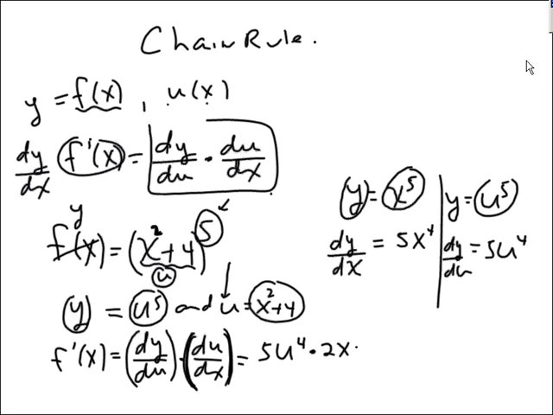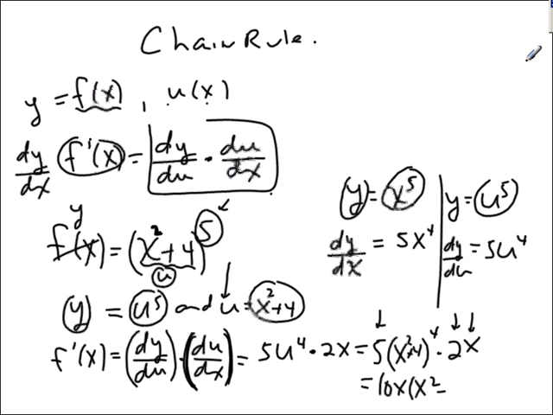Okay, now we just make one substitution for u. Just substitute what u was. U was x squared plus 4. 5 times 2 is 10, times x is 10x, times x squared plus 4 to the 4th power.